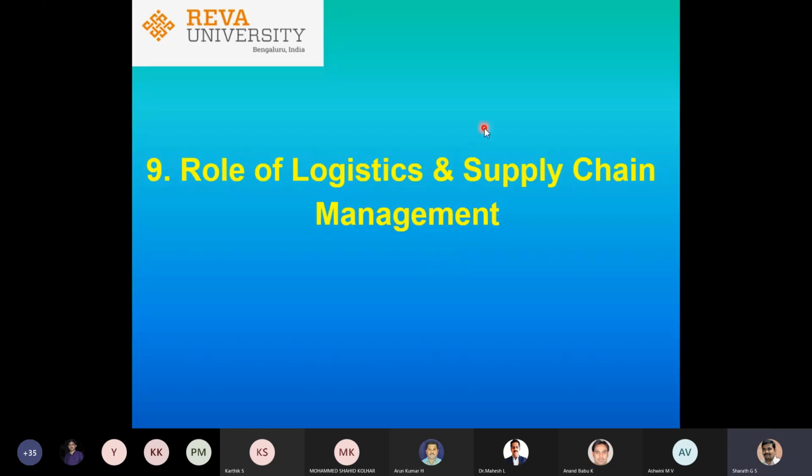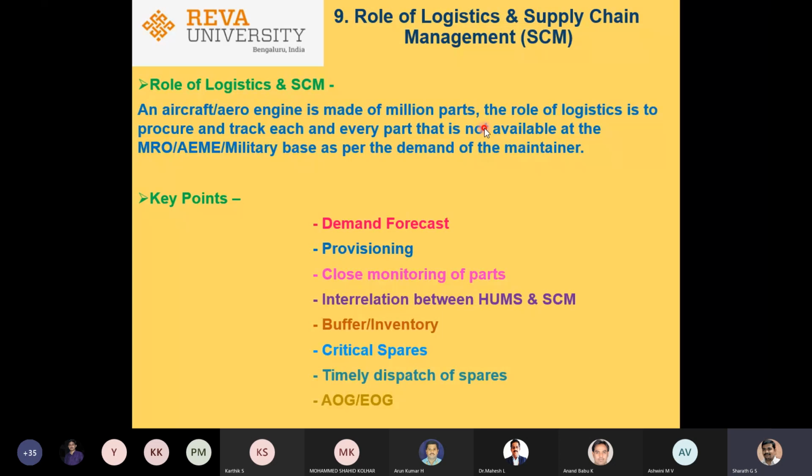Now coming to the role of logistics and supply chain, the main aim of logistics is to track and procure the parts that are not available with them. Some of the key points over here is demand forecasting. This is an important job of the logistics. They should be in a position to forecast the demand.